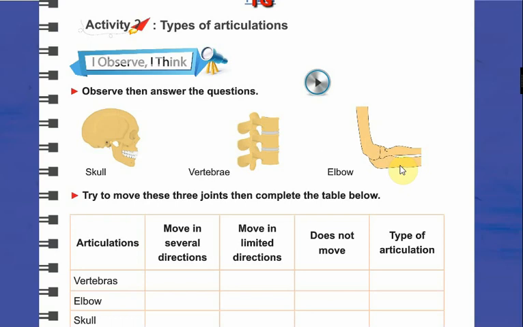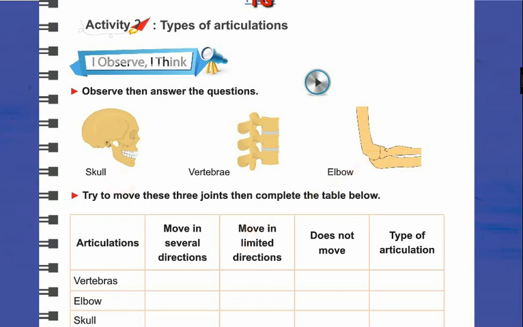However, the elbow joint moves in several directions, not in limited directions. That's why it's called a mobile joint. We can say also that the shoulder joint is a mobile joint because it moves in several directions. You can move it in circular direction. Also try to move your shoulder in circular direction. It can move, so it's called a mobile joint.